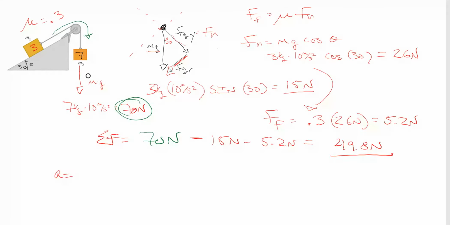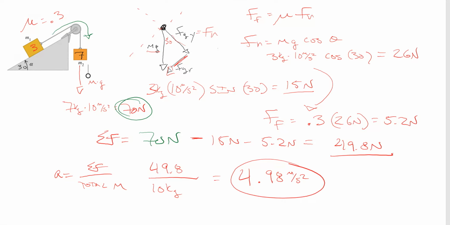To solve for acceleration, it's just net force divided by total mass. So 49.8 divided by 7 plus 3, 10 kilograms, is going to be an acceleration of 4.98 meters per second squared. Boom. And there's our answer. And that is all of Newton all together in one problem.